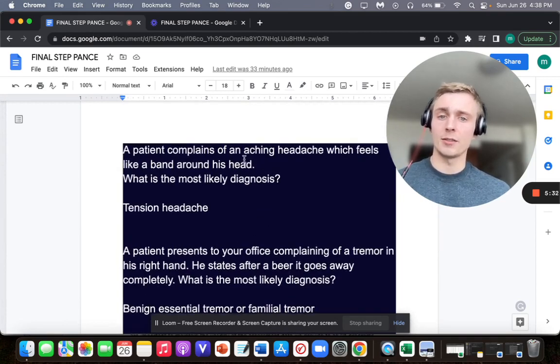So a patient complains of an aching headache, which feels like a band around his head. What's the most likely diagnosis? So aching headache, a band around his head, or a vice grip headache. That's going to be a tension headache.